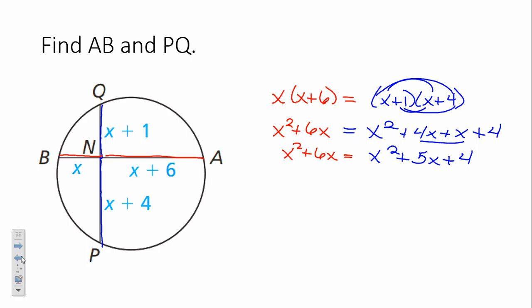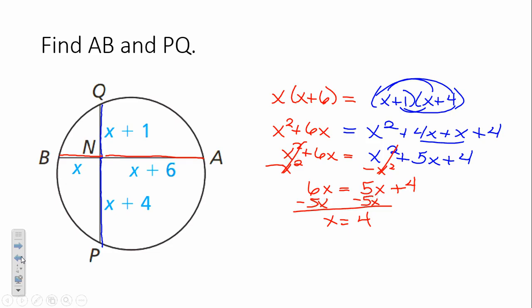All right, so the good news is the x squareds are on both sides, right? So if I subtract an x squared from both sides, they go away. So 6x equals 5x plus 4. Take the 5x away, and x is 4. Are we finished? No, why not? Unfortunately, no. We've got to plug it in.